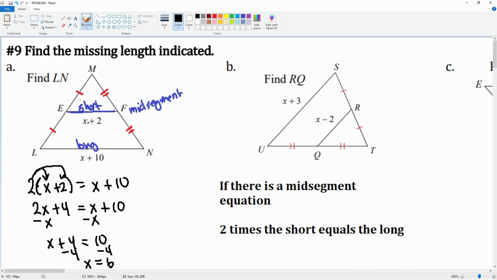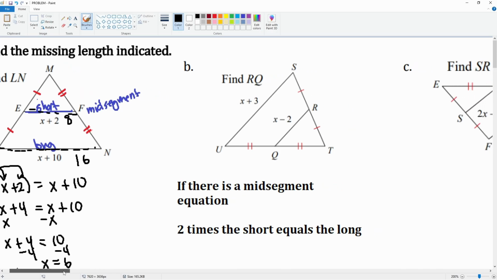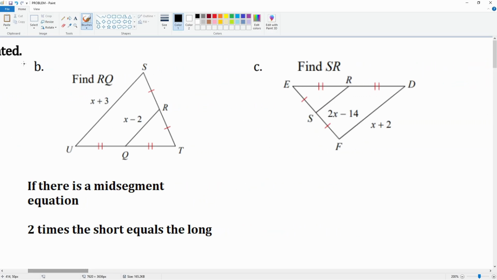So if we plug this in here, 6 plus 10 gets you 16 right here. And if we plug in a 6 here, this gets you an 8. All right, so that makes sense. 8 is half of that 16. Perfect. Same idea here for B.